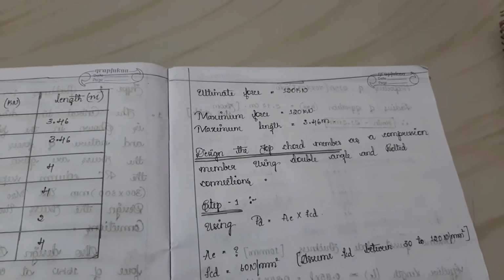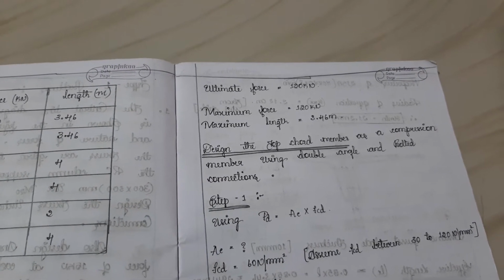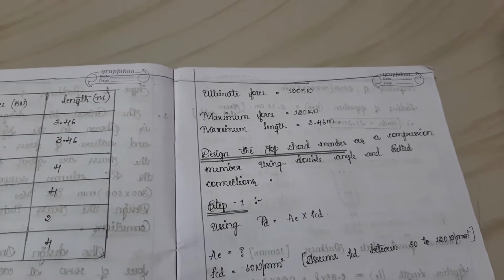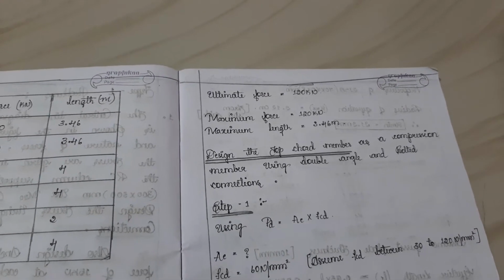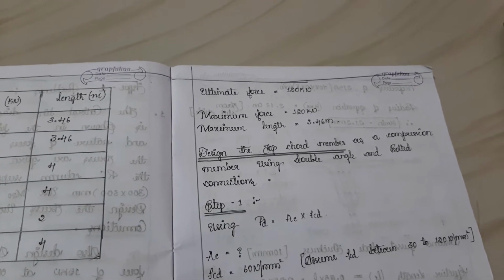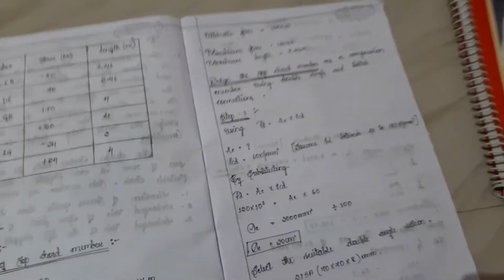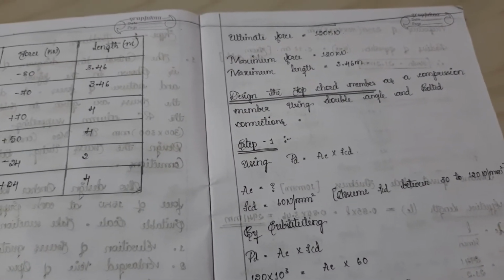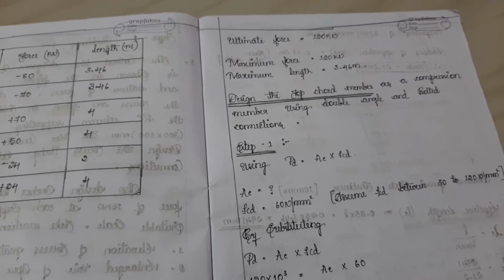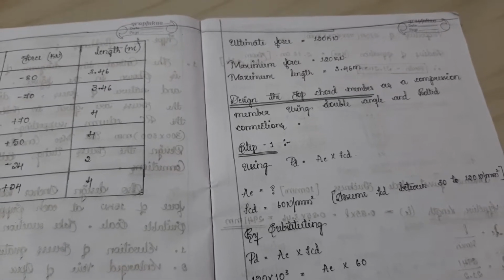This connection they have not mentioned in the question, but you can assume it. It is left to your choice whether you do a bolted connection or a welded connection, but the double angle is mandatory. Okay, so coming to step 1, the formula is PD equals AE into FCD. PD is nothing but the design force. AE you need to find out here and FCD you need to assume.